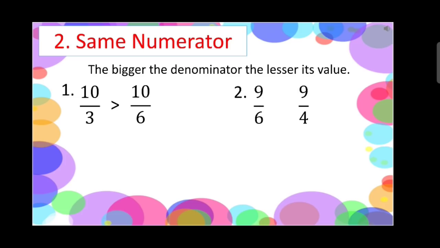Another one. Ayan, we have 9 over 6, then 9 over 4. So, same na naman po sila ng numerator, but magkaiba ng denominator. As you can see, mas mataas si 6 kay 4. So, therefore, mas mababa yung value ni 9 over 6 kaysa kay 9 over 4. So, we conclude that 9 over 6 is less than 9 over 4.